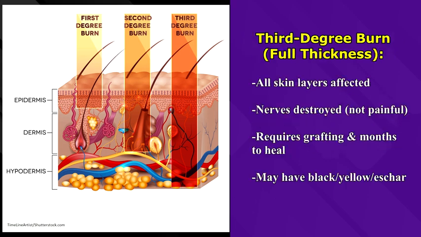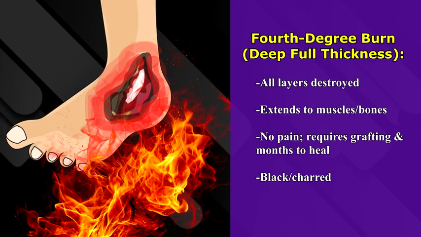Third degree burns, also known as full thickness, will affect all the skin layers. The nerves are going to be destroyed. They're not quite as painful because our nerves have been destroyed. They require grafting and they take months to heal and may have black/yellow or eschar. And then lastly, fourth degree burns, known as deep full thickness burns, all layers are going to be destroyed. It's going to extend down to the muscle and bones. There won't be any pain. It's going to appear black or charred, and it requires months of healing and grafting.